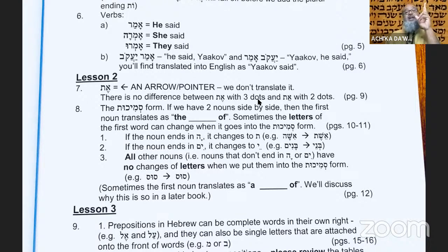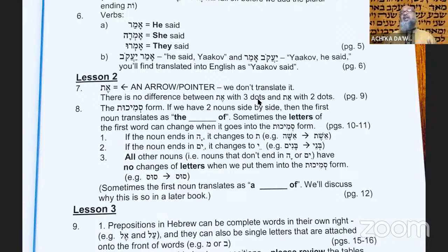Okay, if we put 2 nouns side by side, then the first noun translates as the blank of, okay? And sometimes the letters of the first word can change. So when those letters change, it's because they're changing its form, okay? If it had a hey on the end, if it's feminine, you're just going to change it to a tav, okay? If you're going to change an eem, it's going to turn to 2 dots and a yod. And it gives you those examples, okay?